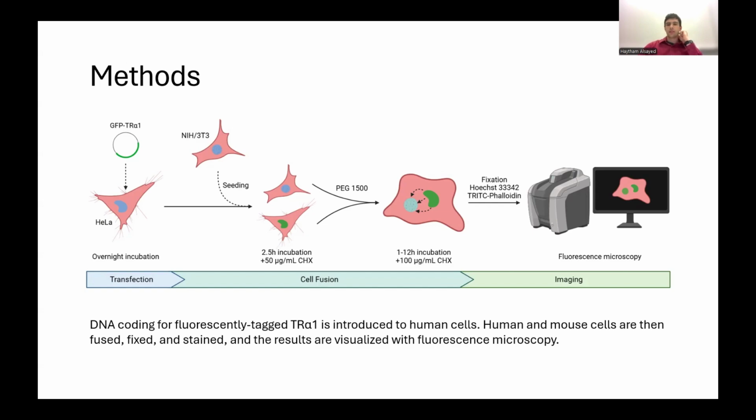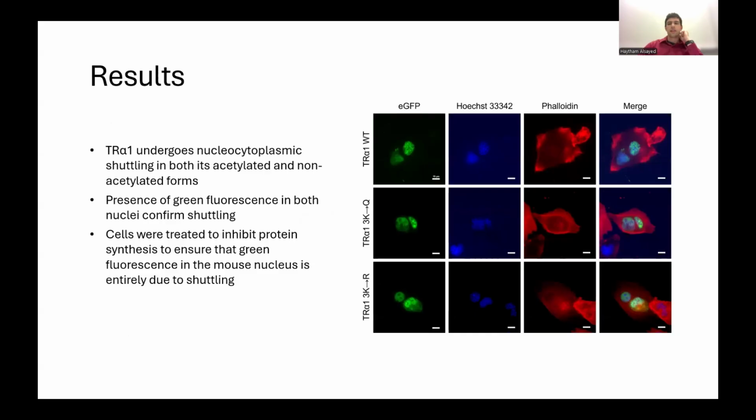Then the cells are killed and they're stained with two separate stains, and we image them with fluorescence microscopy to see if we have any shuttling. You can see in this very complicated graphic on the right, which I'm going to explain in a second, we have green showing up in both nuclei in all three rows. So the top row is the wild type, which is the natural form. The middle row is the acetylation mimic, and the bottom row is the non-acetylation mimic. And we can see that we have green in both nuclei, so we can take that to confirm shuttling.